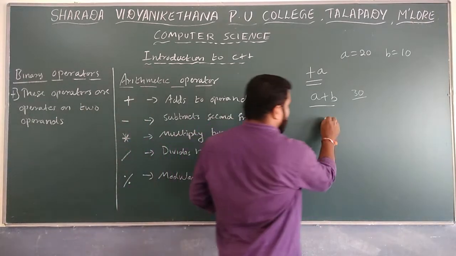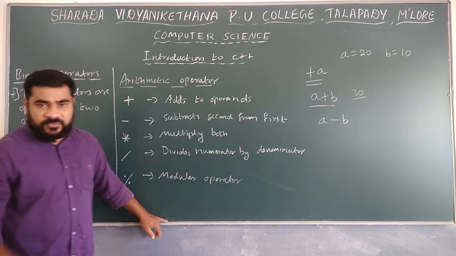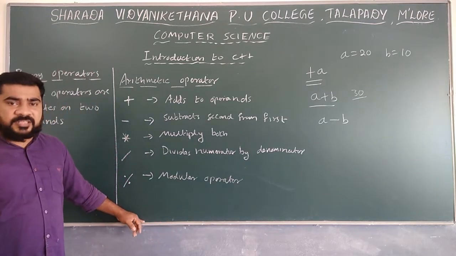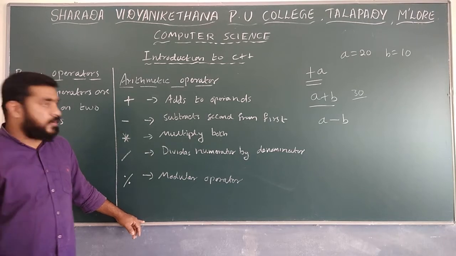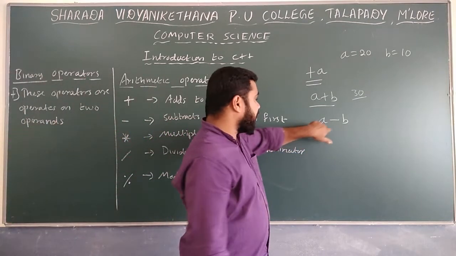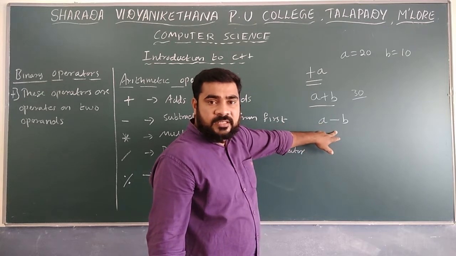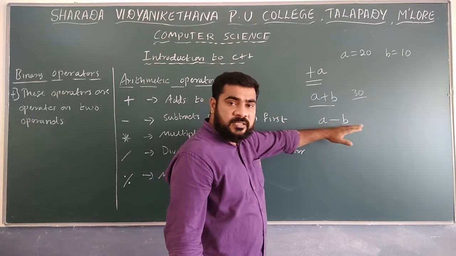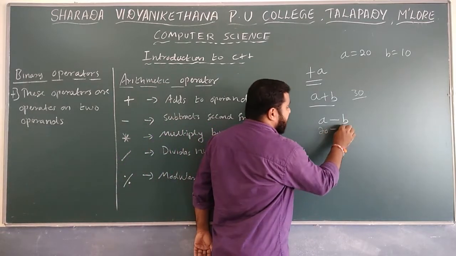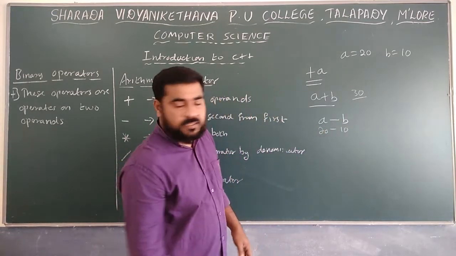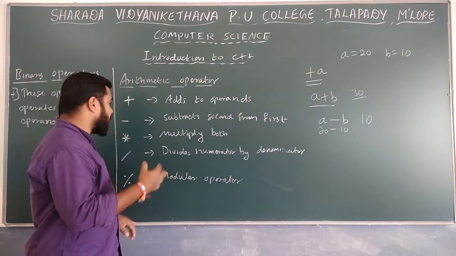So I will use a minus b. If you use a minus b, what is the value? It subtracts the second operand from the first one. The first value is 20 and the second value is 10. So the value is 20 minus 10, and the answer will be 10. So that is the case of minus with two operands.